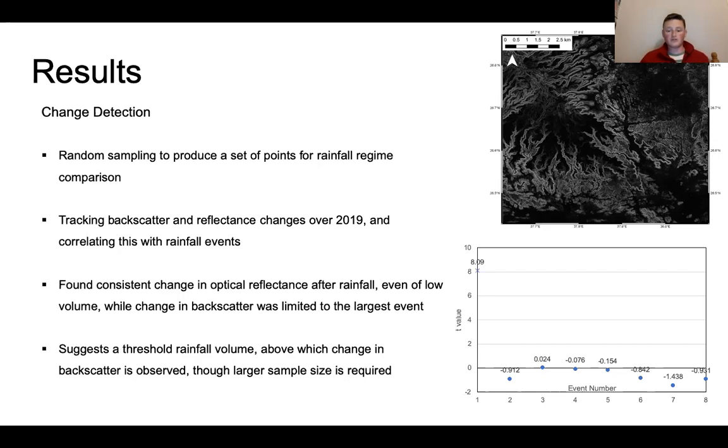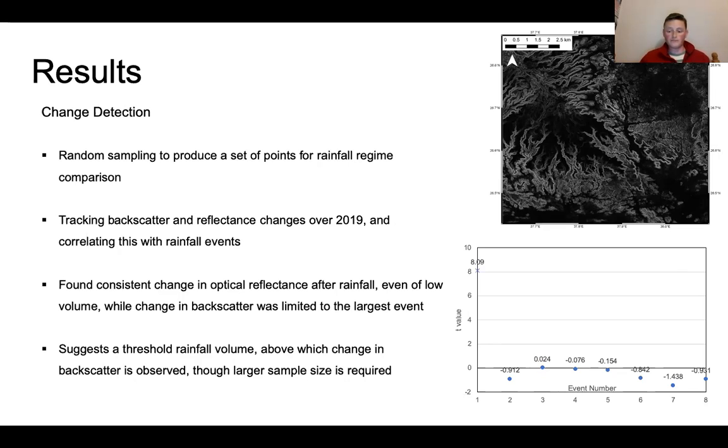And the idea was essentially to detect whether you could correlate a change in rainfall, so like a really high intense rainfall event, with a change in the satellite data, the backscatter and the reflectance. And essentially I did find changes which suggest that you can use satellite imagery to detect small scale changes caused by rainfall.